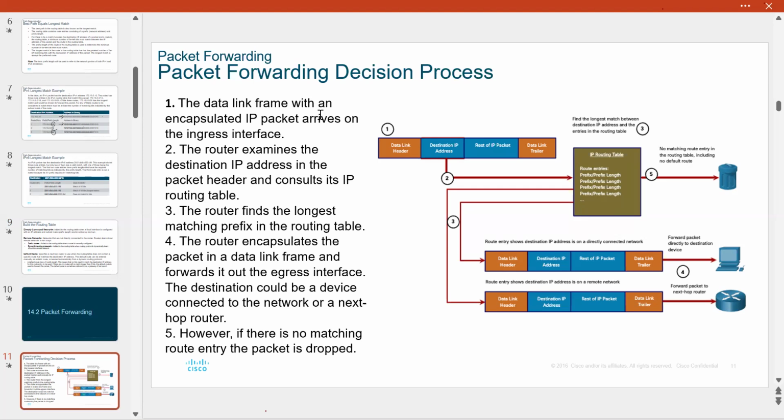The data link frame with an encapsulated IP arrives on the ingress port. The router examines the destination IP, consults the routing table. The router finds the longest matching prefix. Router encapsulates the packet in the data link frame and forwards it to the egress. However, if there is no matching route entry, the packet is dropped. If there is a default route, it is not dropped, send or default route, right?